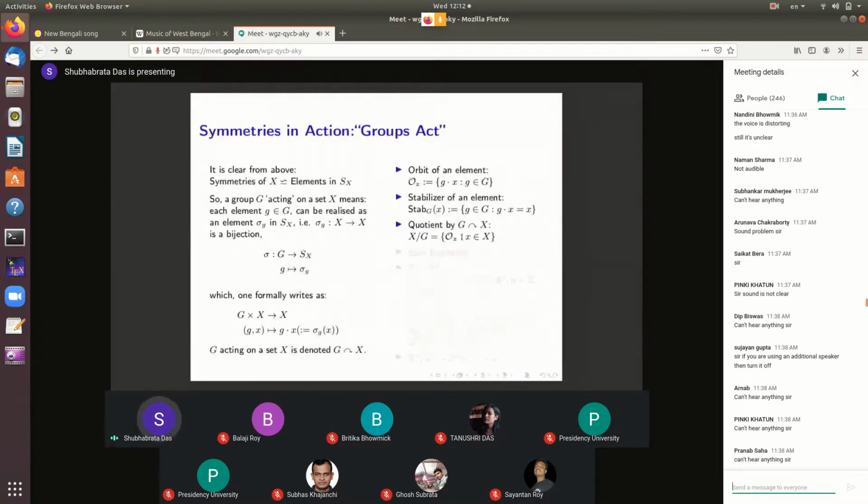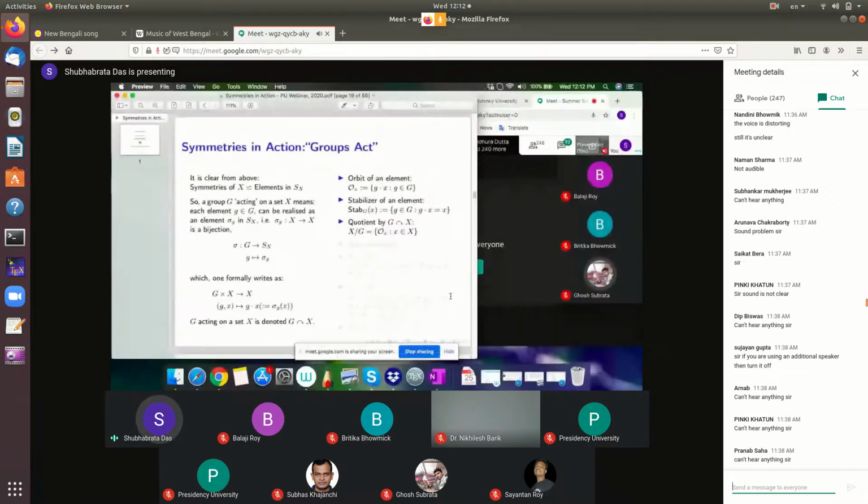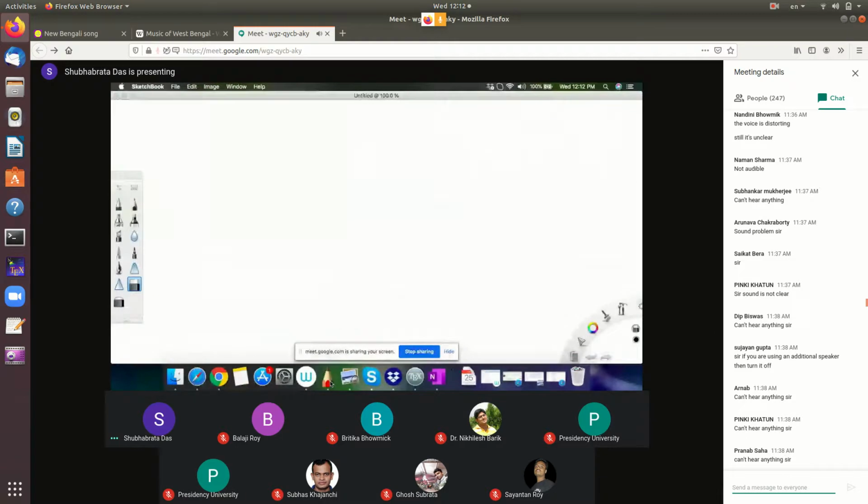So what is G really doing here? Suppose X is a set, and just a minute, I will try to draw something. So I have a set X. This is my set X, and I am saying that G is a group which is acting on X. Is the screen visible?